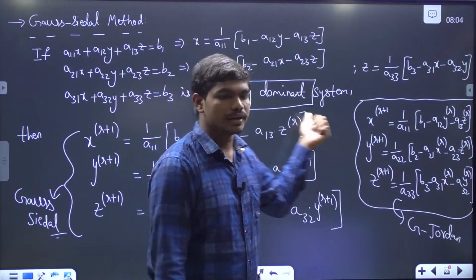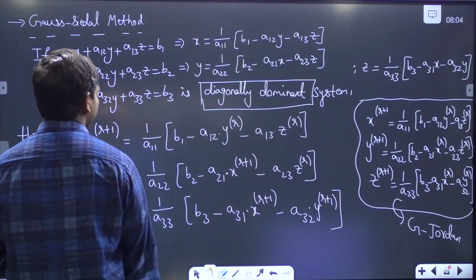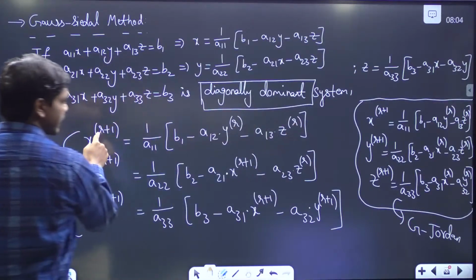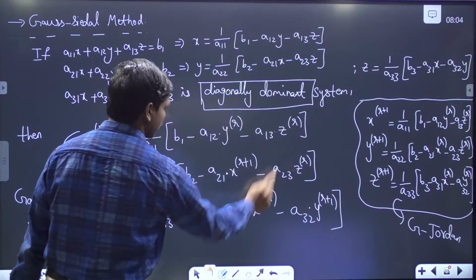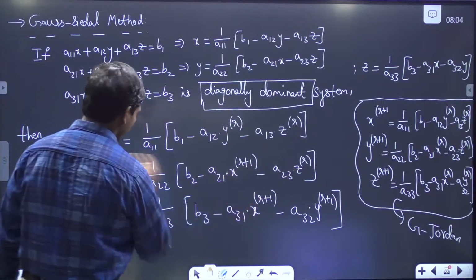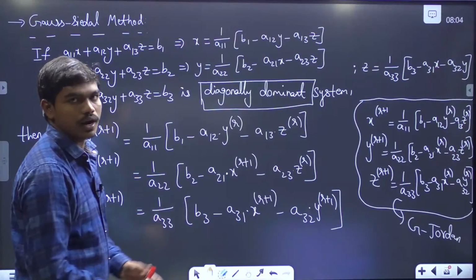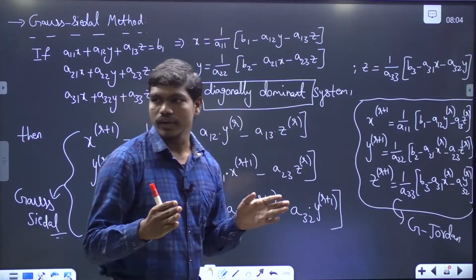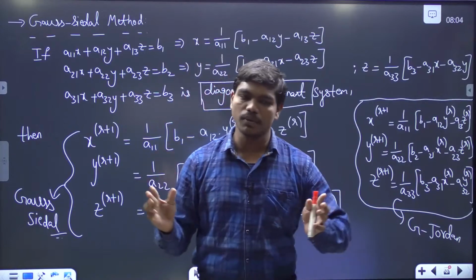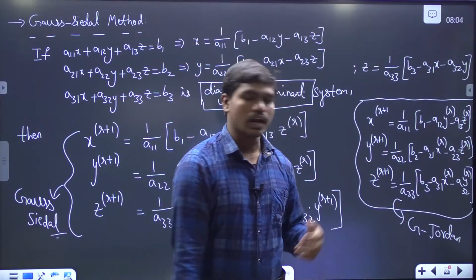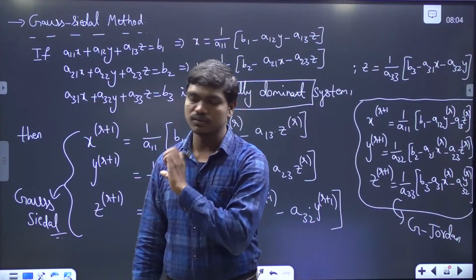Of course, we'll be making some initial guess here. x0, y0, z0 is the initial guess. Then if you substitute y0 and z0, you will get the x1 value. By putting x1, z0, you will get y1. By putting x1, y1, you will get z1. Again, you will continue, and after a certain number of iterations, the value of x doesn't change by much, and similarly for y and z. So this is how we'll apply the Gauss-Seidel method for a given system of equations.